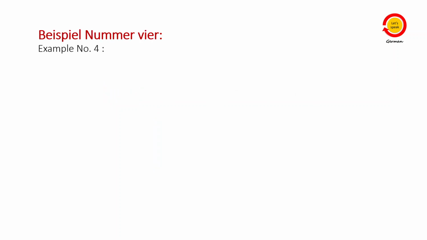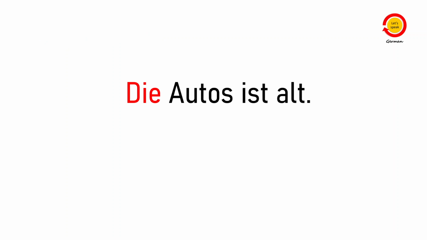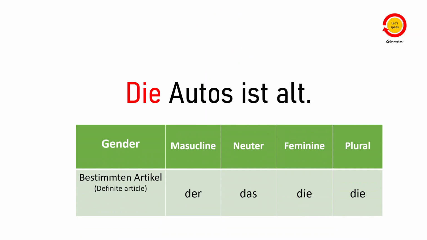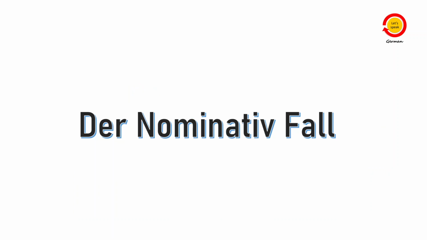Beispiel Nummer 4. Example number 4. Die Autos sind alt. The cars are old. Auto is neuter. Das Auto. But here, since it is plural, it takes die. All the plural nouns take the article die in their nominative fall, or the nominative case.